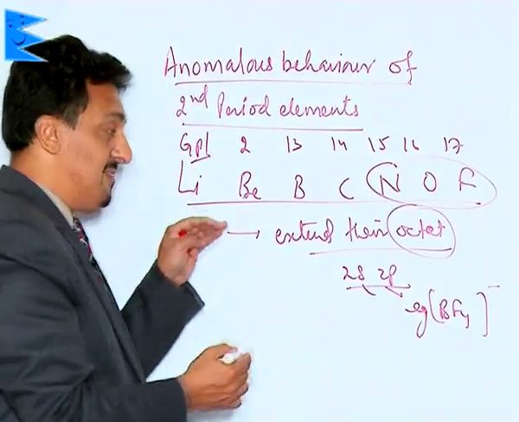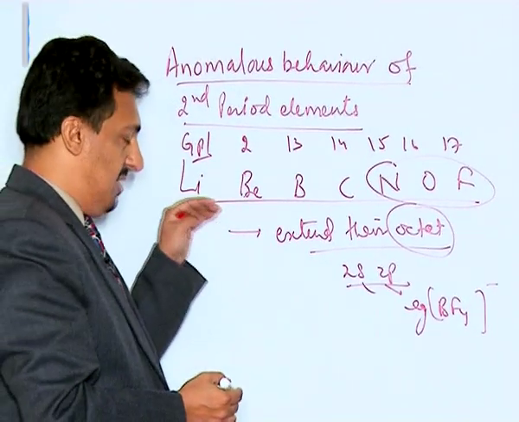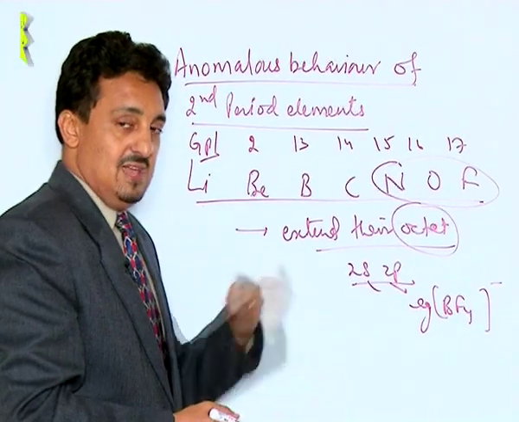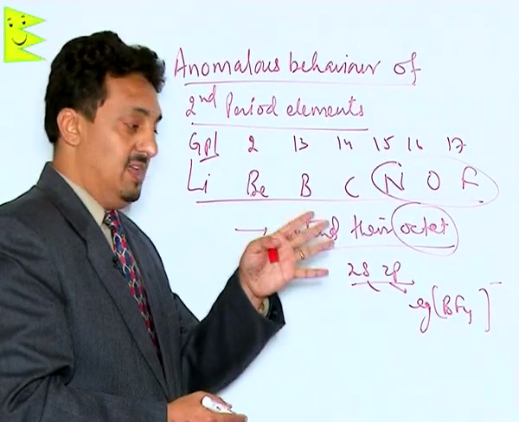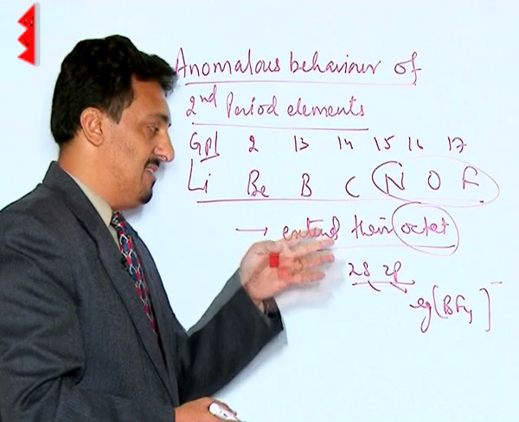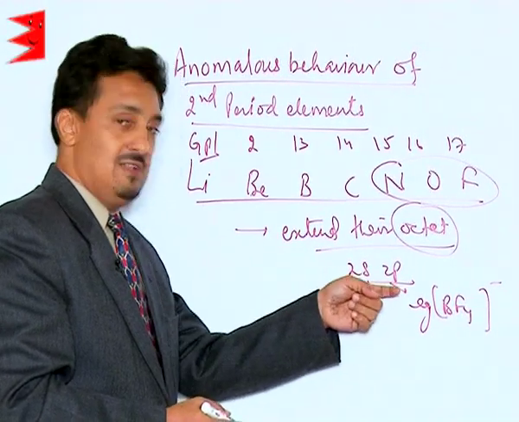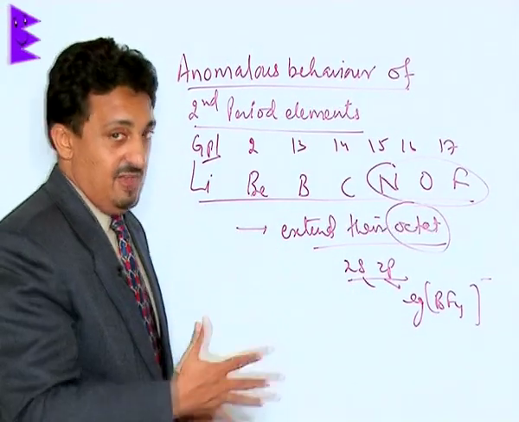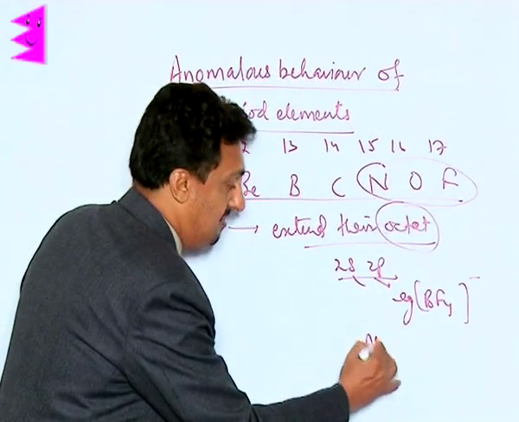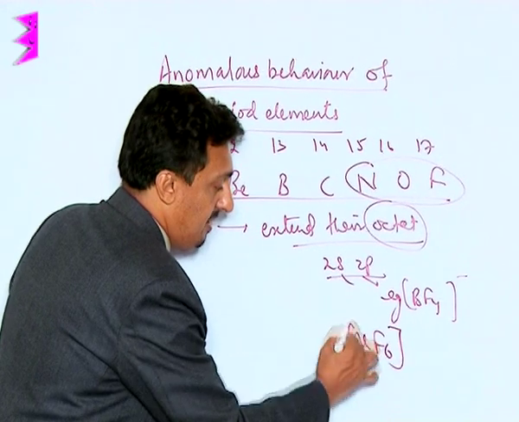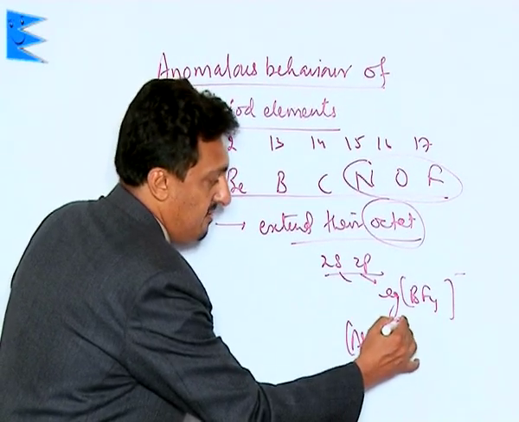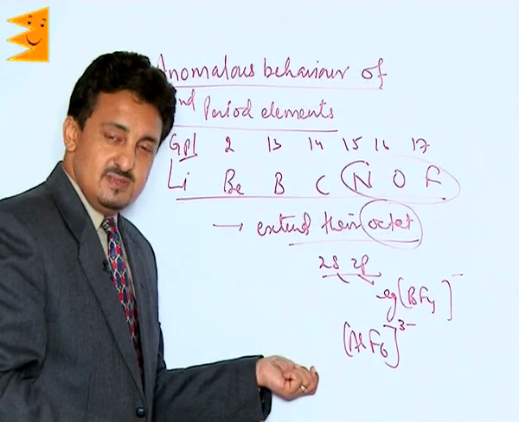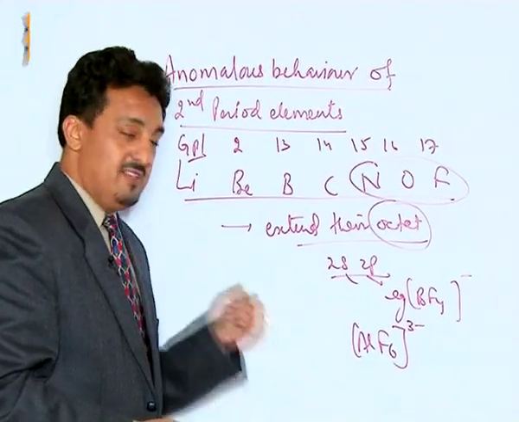Whereas the elements of the other periods can easily extend their octet because they can have d, so d can accommodate 5 pairs, and s can accommodate 1 and p can accommodate 3. That gives them the ability to go up to 9 pairs of electrons. That's why, in the case of aluminium, it can form up to 6 bonds. So it can easily extend its octet. So these are the behavior changes we find.